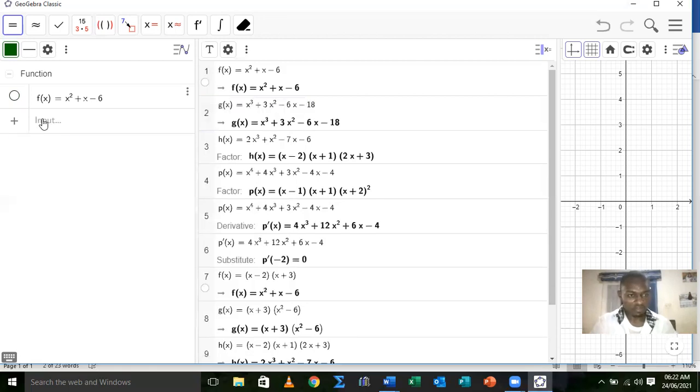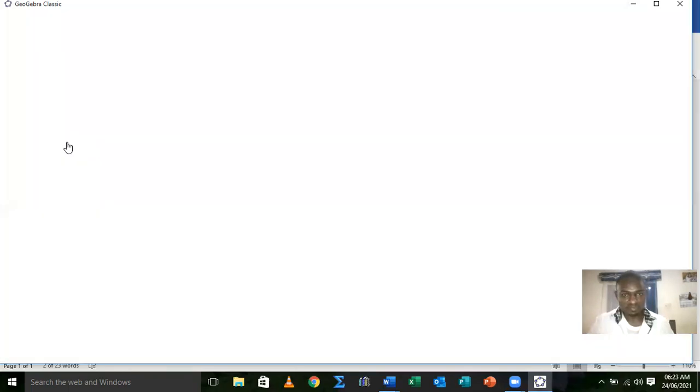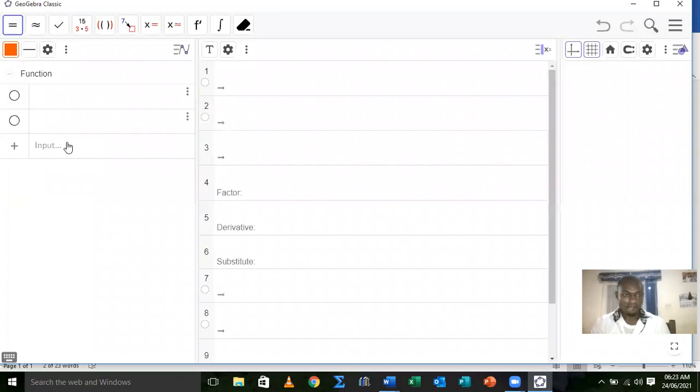Instead of typing all these functions, it is easier to just copy and paste. That is simply what I'm doing for the 4 given examples.